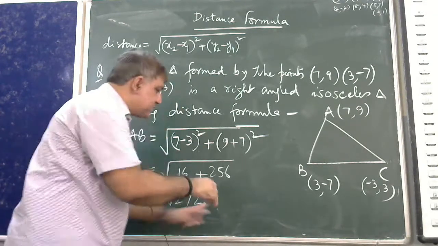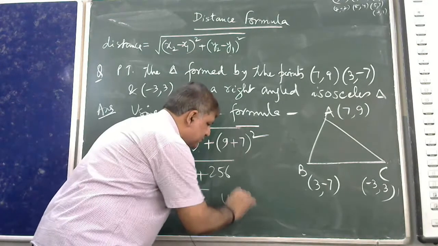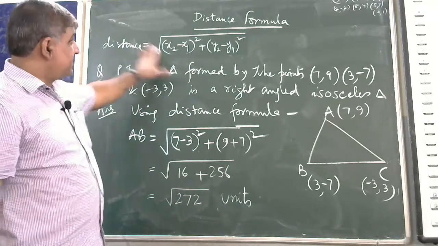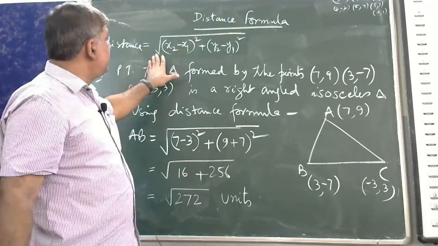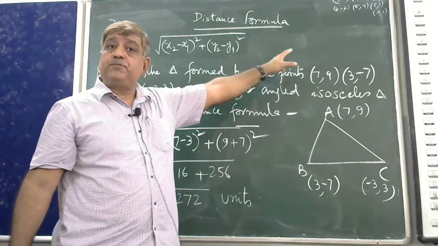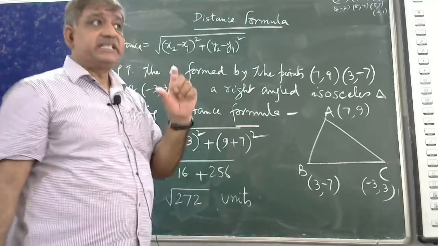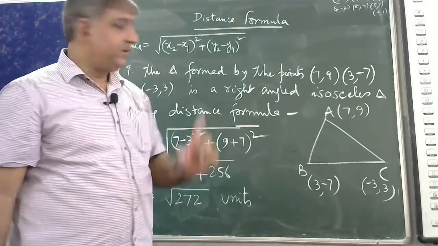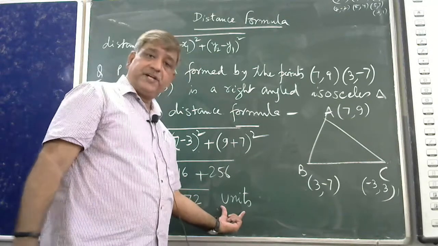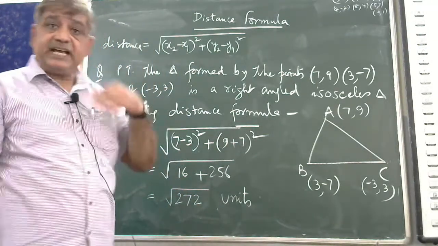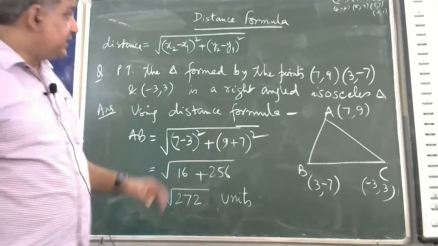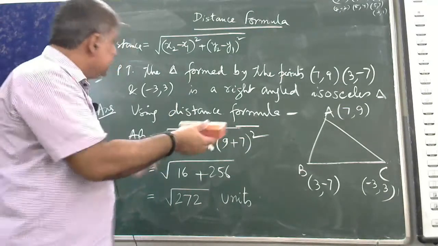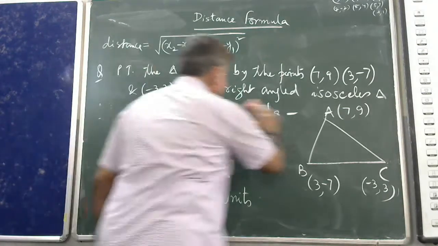Now, why put units here? 272 units. Remember it. After calculating distance, suppose the distance is root 16, then do not write plus minus sign, because distance is a length, so it should never be negative. It is always positive. That's why you write units here. Now, it is left to you to calculate the distances of the lengths BC as well as CA. I am writing the measure of the two sides here directly.